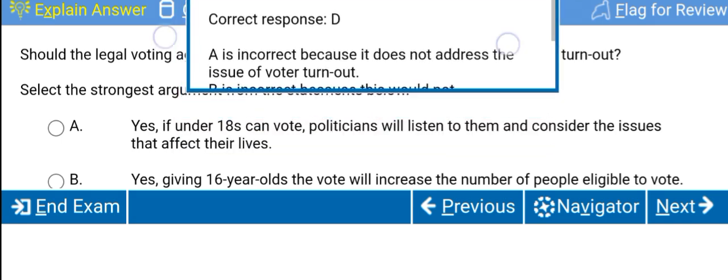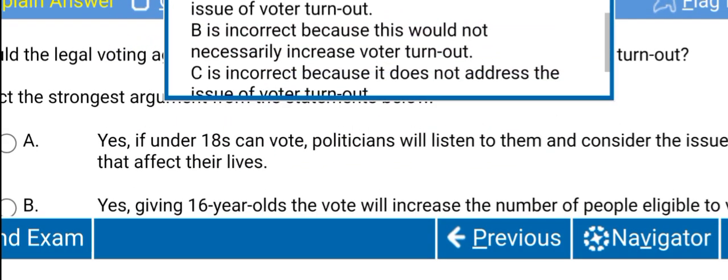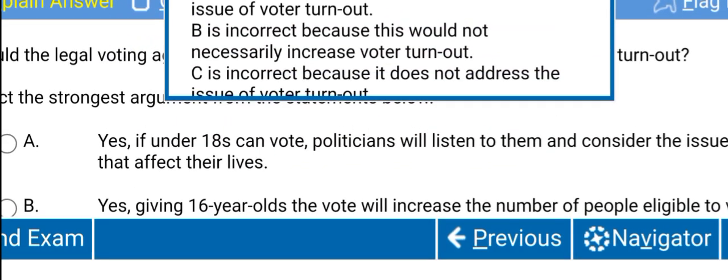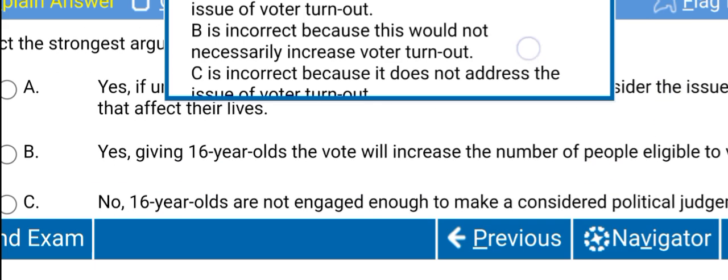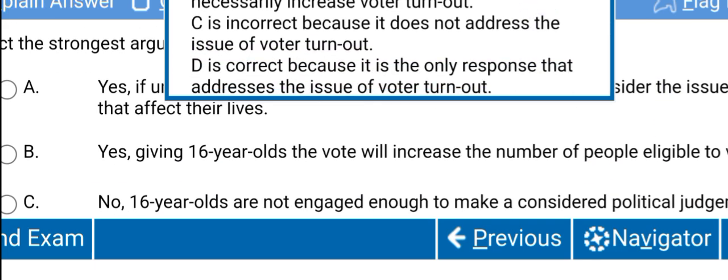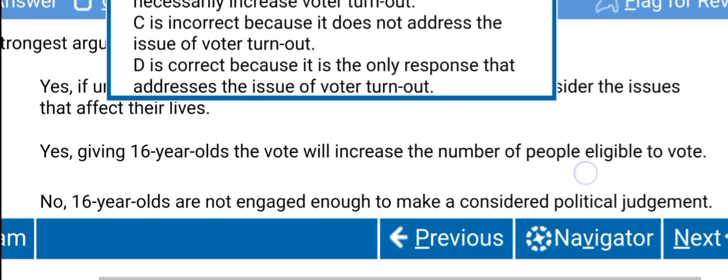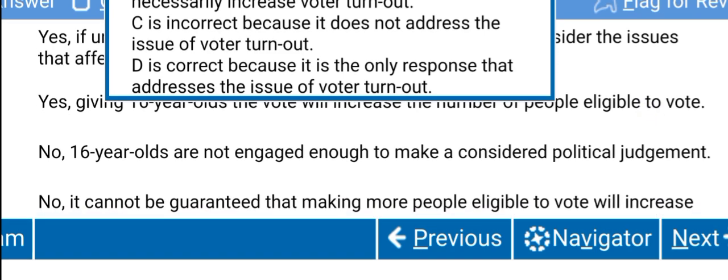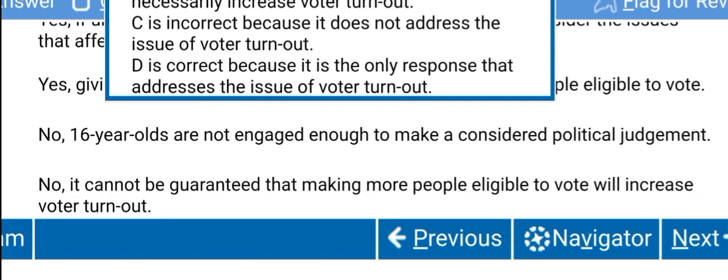So here we have correct response is option D, and A is incorrect because it does not address the issue of voter turnout. B is incorrect because this would not necessarily increase voter turnout. And option C is incorrect because it does not address the issue of voter turnout.